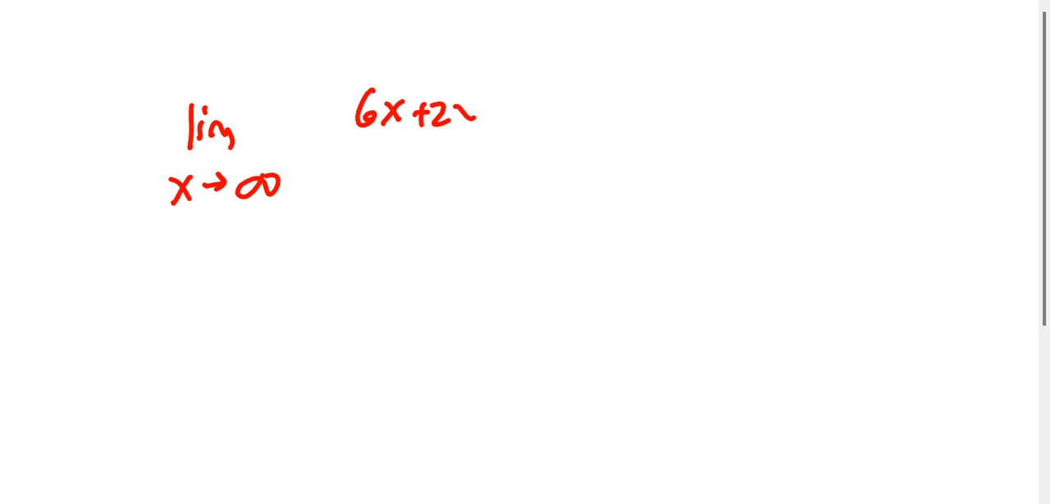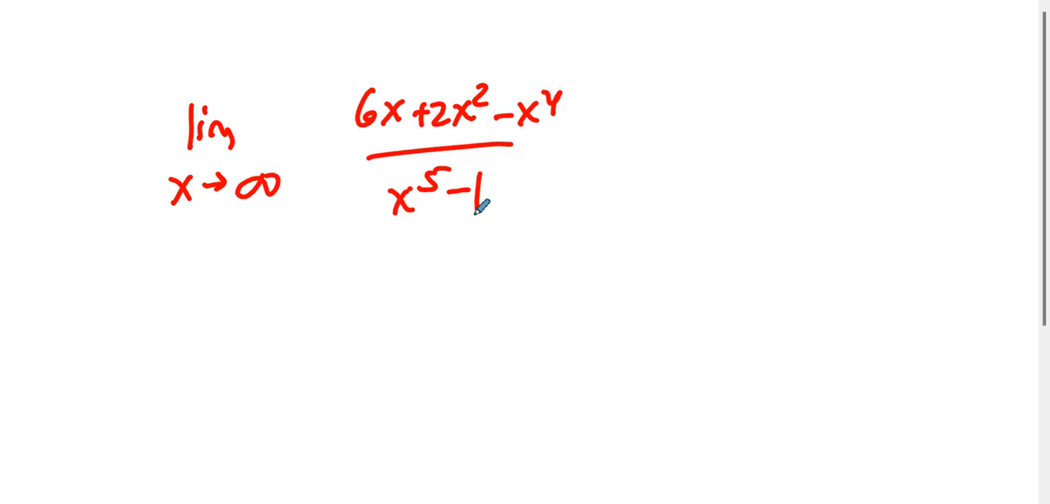Now, let's go over one more of those specifically. Let's say the limit as x approaches infinity of 6x plus 2x squared minus x to the fourth over x to the fifth minus 1.